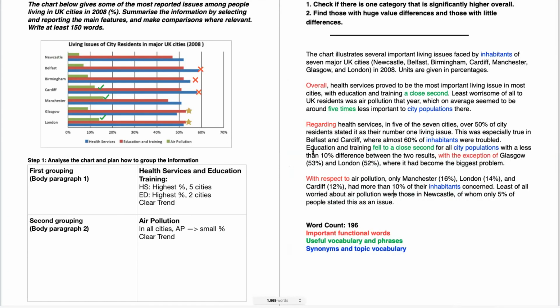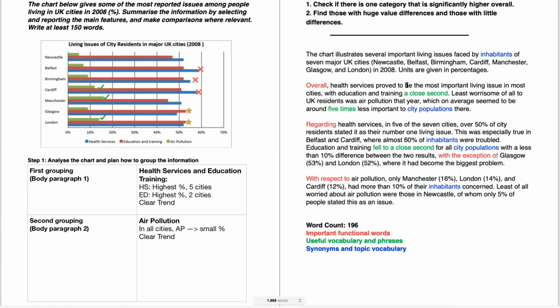Okay, and here we have our model essay. So let's go through this together. I've got our words color-coded so that we can understand what works best here. And let's start with our introduction. Now you'll see here that I just paraphrased what we see in our prompt. And it says, the chart illustrates several important living issues faced by inhabitants of 7 major UK cities. And I've listed the cities in 2008. Units are given in percentages.